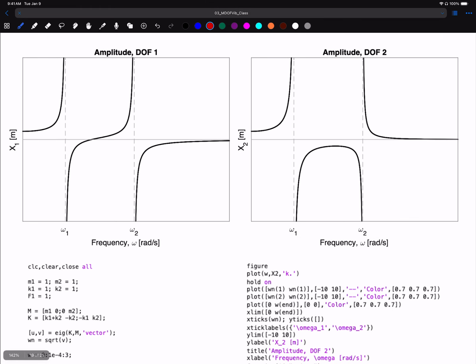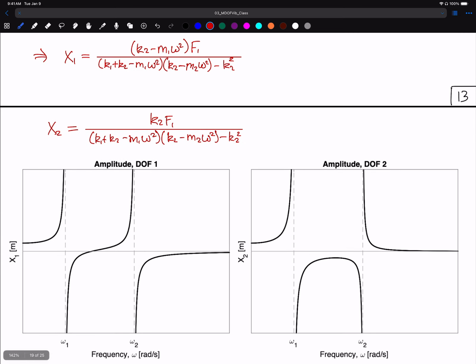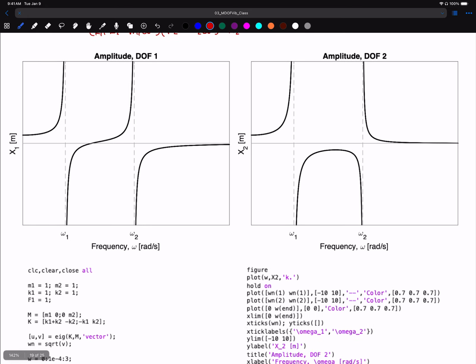All right, so we can plug these equations into MATLAB and compute what the amplitude looks like for each of these masses. And by the way, this is what I've plotted here, the amplitude of the response. So what we can see is that at omega 1, the response of x1 blows up to infinity if you are approaching from the left. If you are approaching from the right, it blows up to minus infinity here.